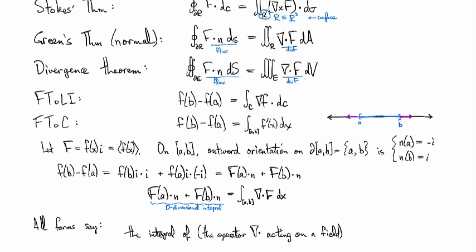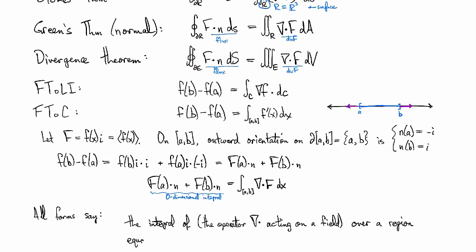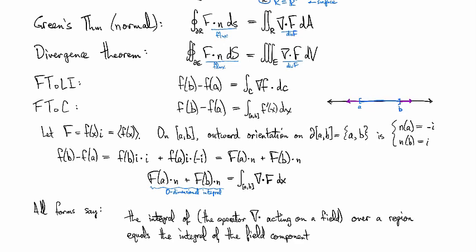So the integral of del dot field over a region equals the integral of the field component over the boundary of the region. And when I say component here, I don't mean like the x component or y component or z component. I mean the tangential or normal component, as makes sense for the set that you're looking at.